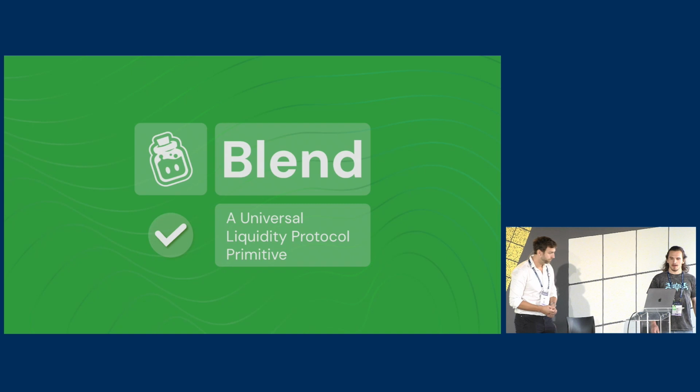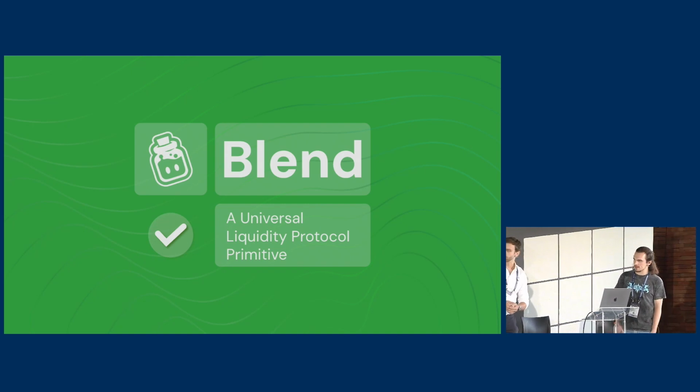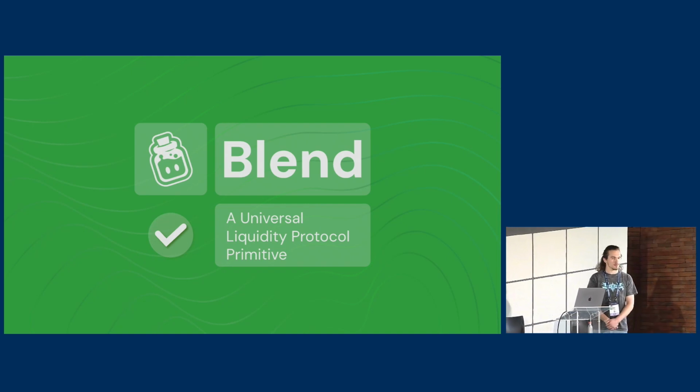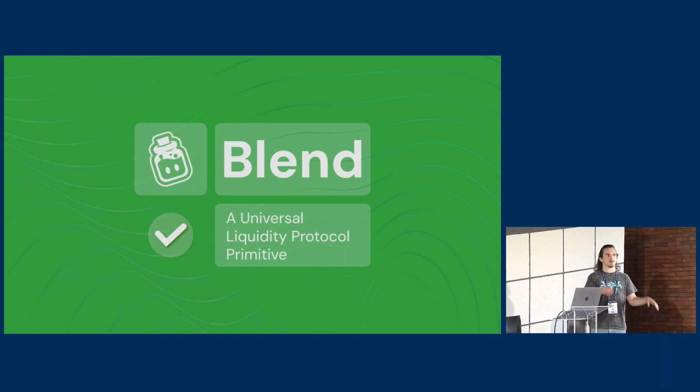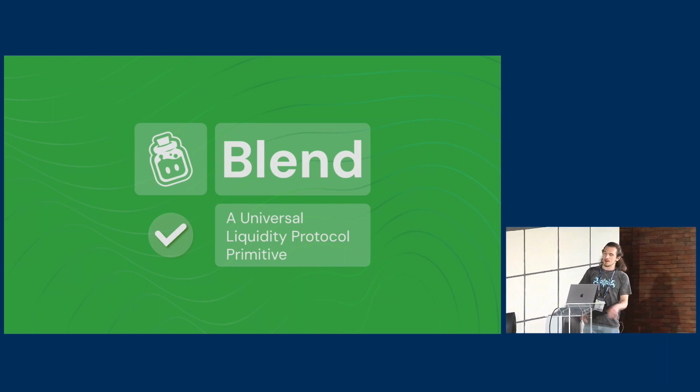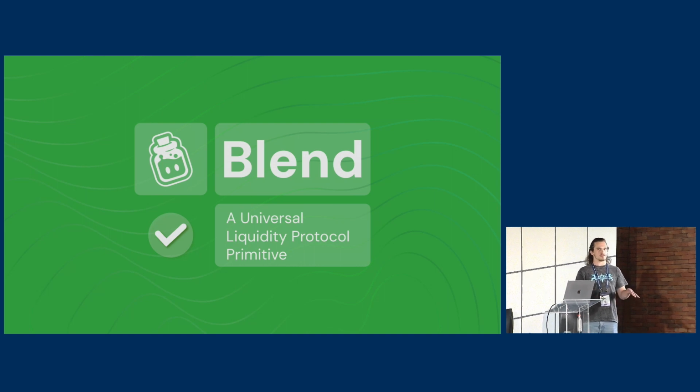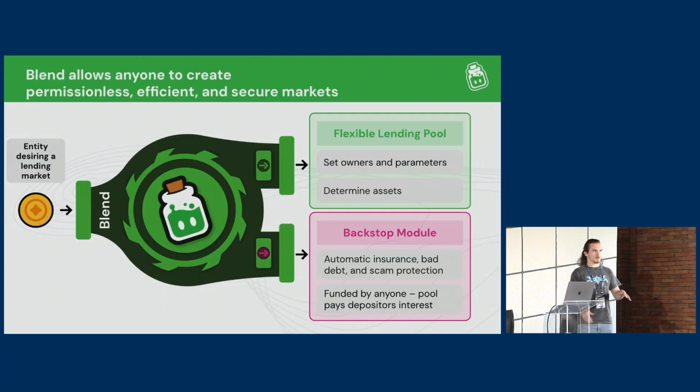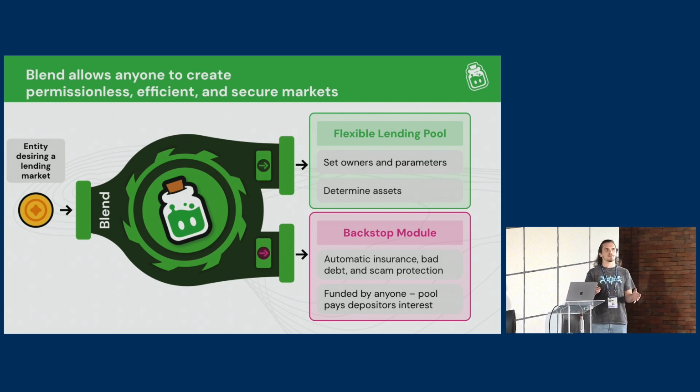I would love to. So yeah, Blend, as it says here, is a universal liquidity protocol primitive. That's kind of a mouthful, and thankfully y'all were here for the lending session before. But basically, at a high level, Blend is kind of a generator of lending markets of sorts. And because it was kind of quick when we went through the actual main stage presentation, I'm going to dig a little bit deeper for you all so we can see where we expect parties to use and utilize Blend. So basically, Blend allows anyone to make a fully permissionless, efficient, and secure market.